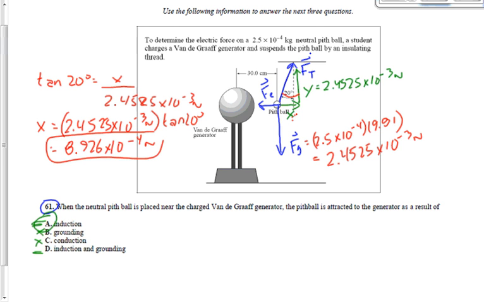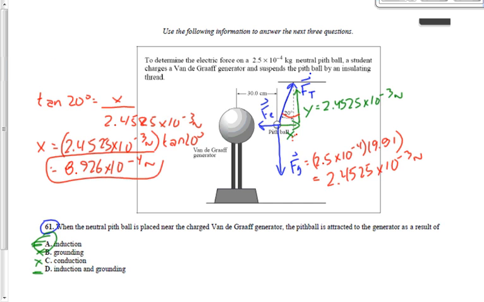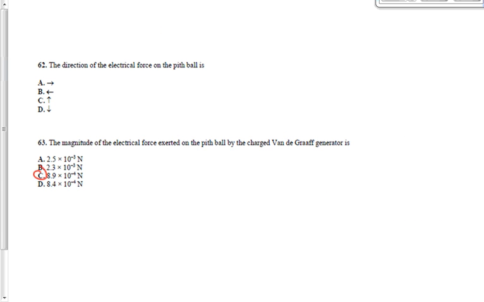All right, so let's take a look now. We're looking for the electric force exerted on the pith ball by the charged Van de Graaff generator. Well, we just found the x component of the tension, but we know that since it's the only force to the right, it's got to balance the only force to the left, which is the electric force. So our answer is going to be C here, 8.9 times 10 to the negative 4.